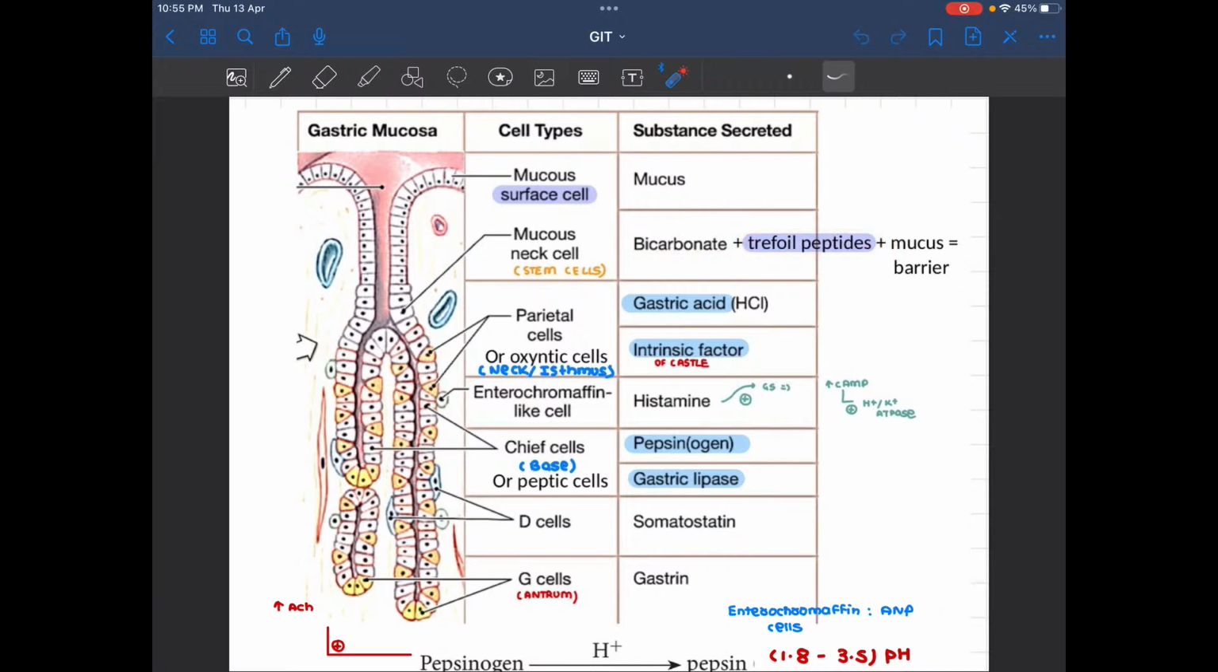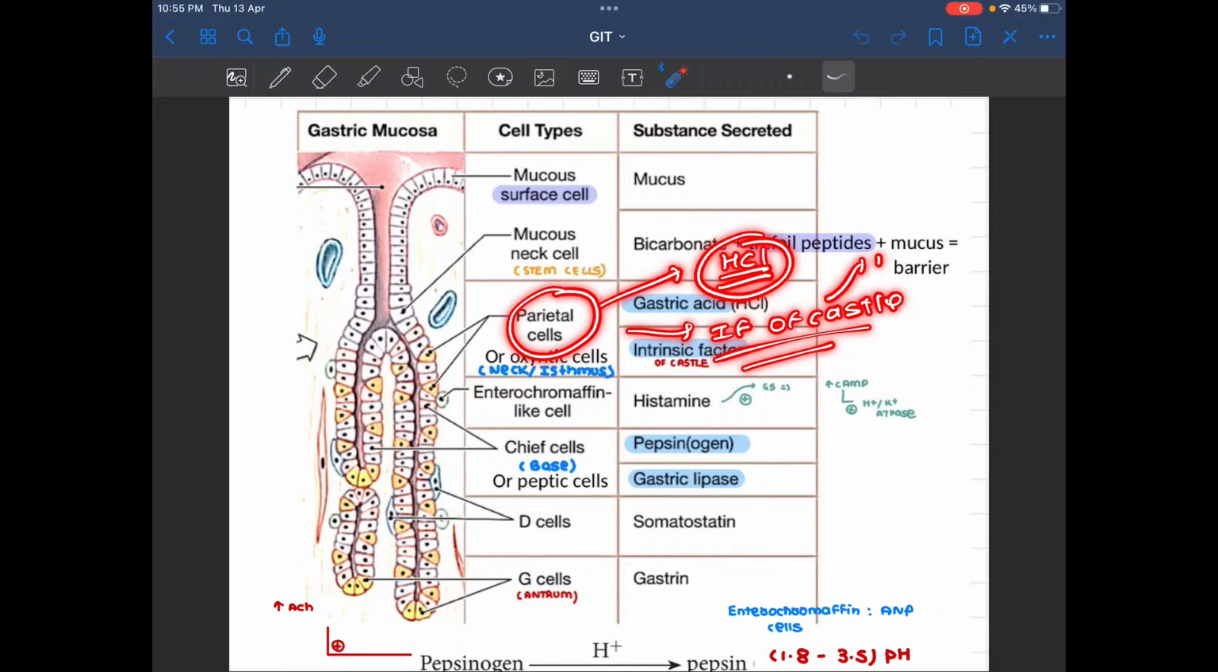That's again a very important pre-epithelial barrier. What about the parietal cells? Parietal cells are going to secrete two things: your HCl, that's your acid, as well as your intrinsic factor of Castle. And what does that play a role in? Plays a role in your B12 absorption.